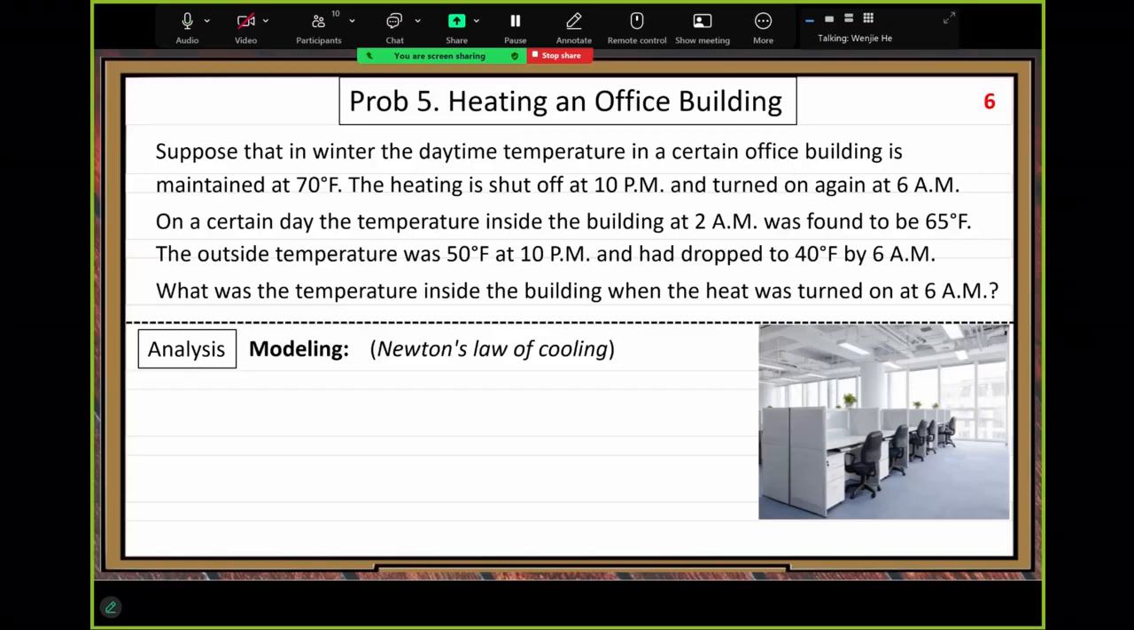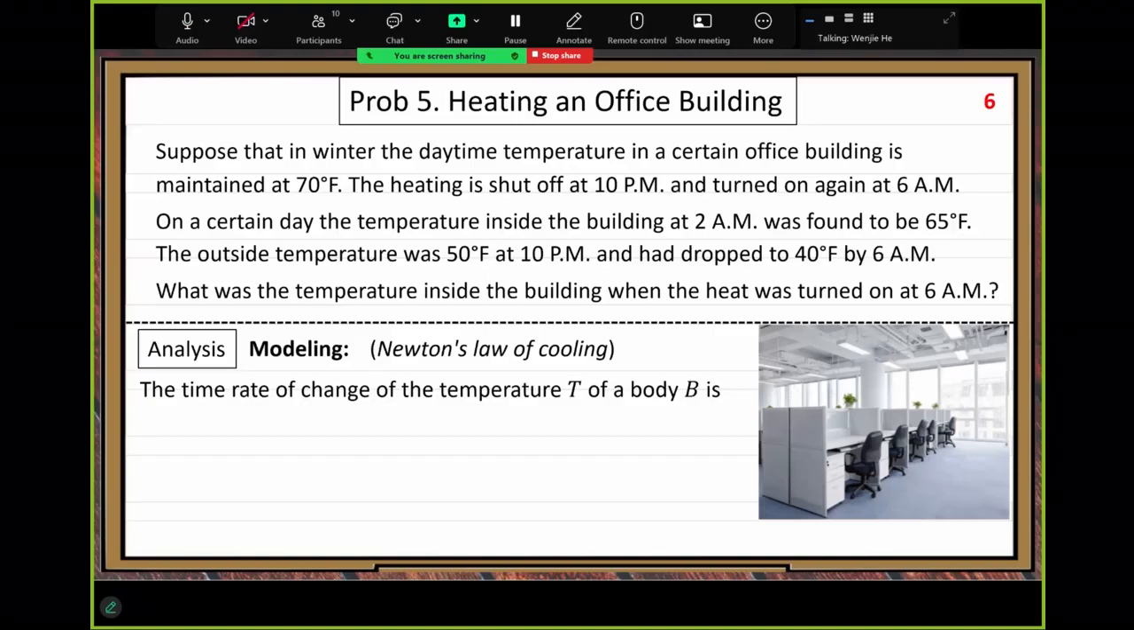There is a physical law called Newton's law of cooling. Newton did experiments and derived this law. So we use Newton's law of cooling to model this problem. So what's that law? Newton's law: the time rate of change of the temperature T. Time rate, rate of change, derivative, okay?